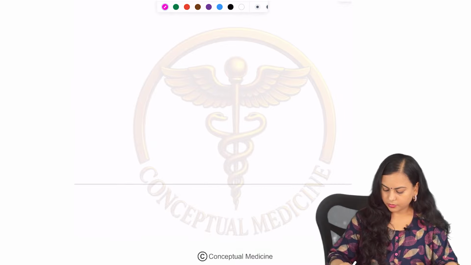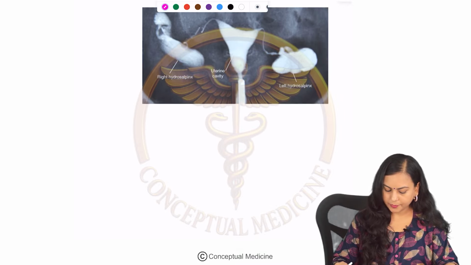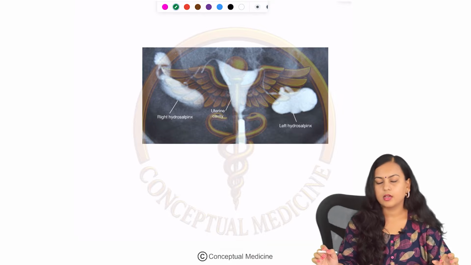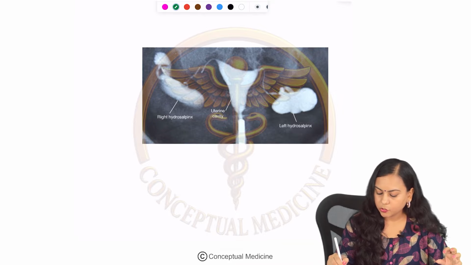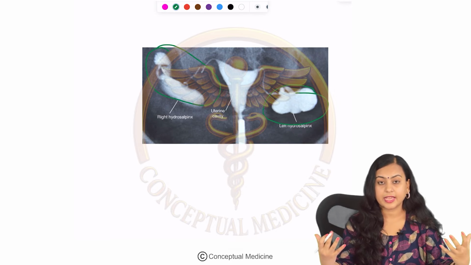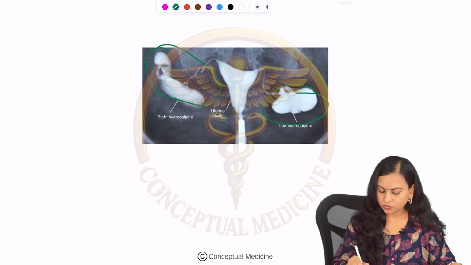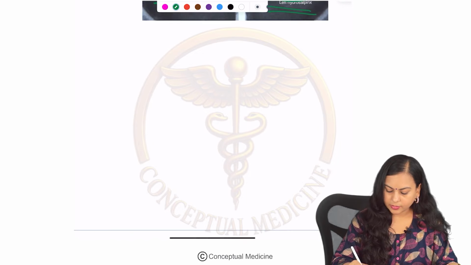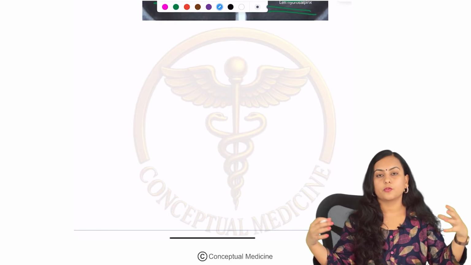Now, this is another one where we have to note there is spill that has come to the tubes, but you see it is much excessive. Don't you think there is excessive spill? So this is going to be hydrosalpinx. So what is hydrosalpinx? That is a distended fallopian tube.